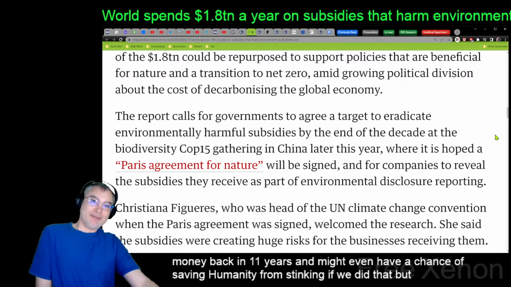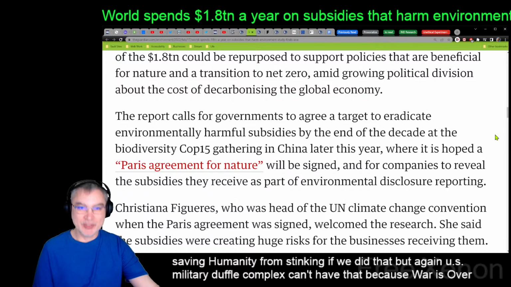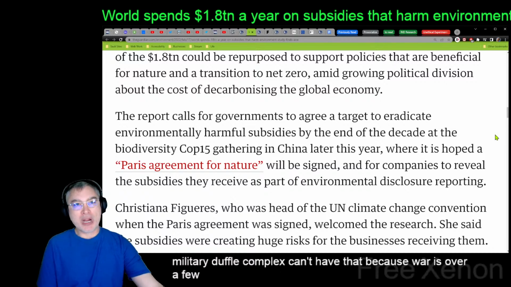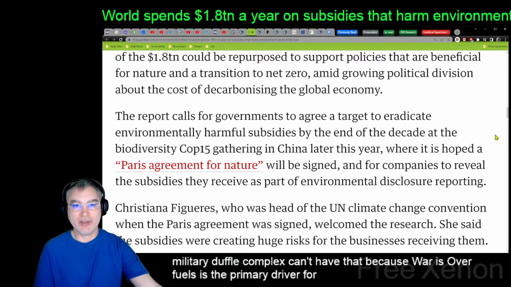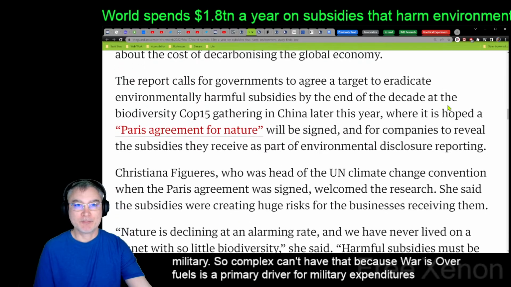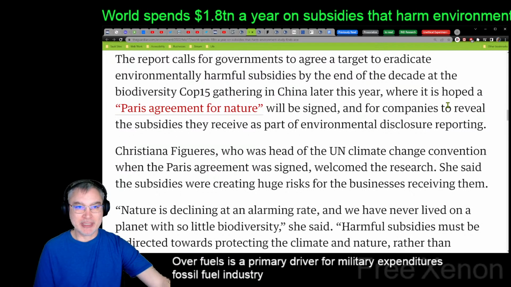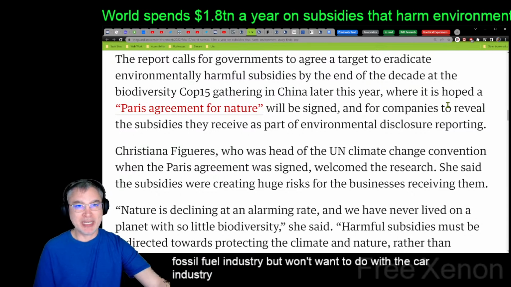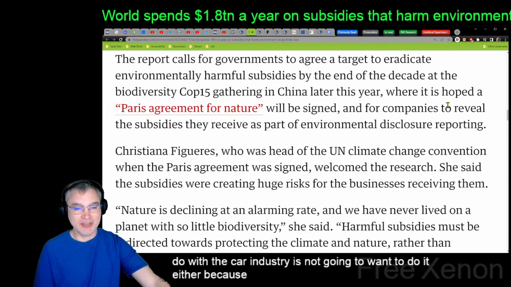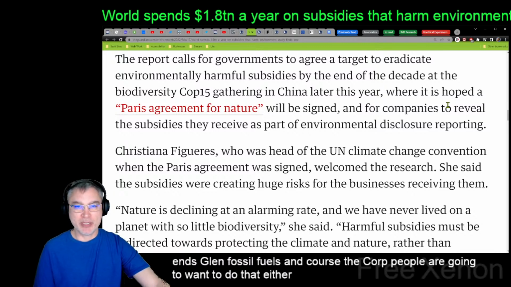But again, the U.S. military-industrial complex can't have that because wars over fossil fuels are a primary driver of military expenditures. The fossil fuel industry won't want to do it. The car industry isn't going to want to do it either because it'll end fossil fuels. And of course, the agri-corp people aren't going to want to do that either because that's where their money is.